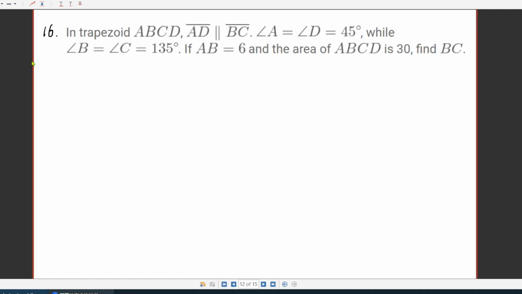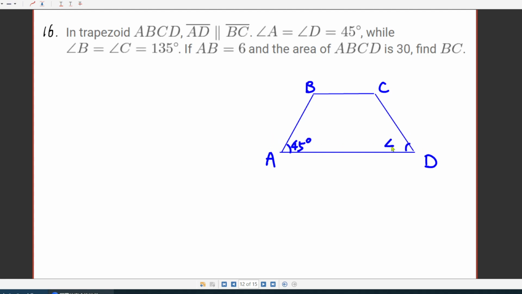Okay, we have a trapezoid ABCD here. So first, draw a trapezoid A, B, C, D. Angle A equals angle D, which is 45 degrees. And angle B equals angle C, which is 135 degrees. And we also know AB is 6, right?